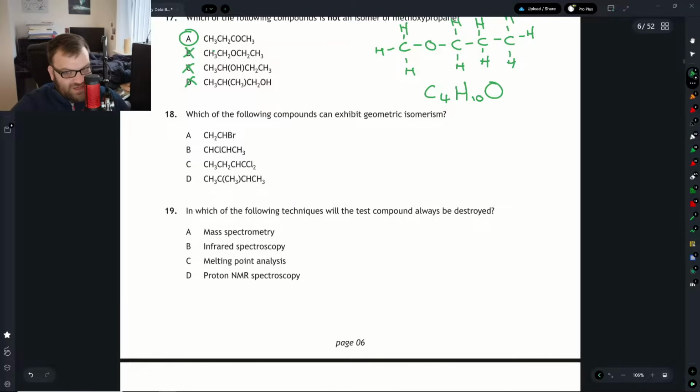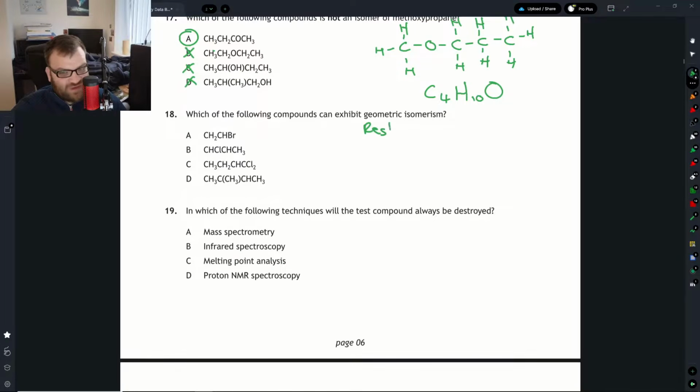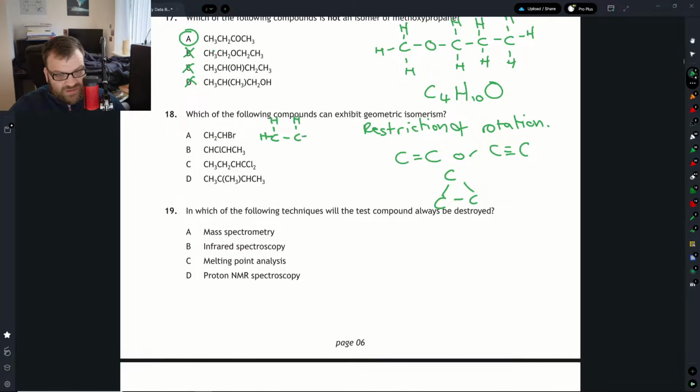If we want geometric isomerism, we need to have restriction of rotation. Typically, that would be a carbon-to-carbon double bond, triple bond, or some sort of ring structure. Doesn't look like any ring structures there, so I would probably just go for sketching them out. We have got C with 2 H's, going to a C with 1 H, and the Br. This would need to have a double bond, so it would tick the box of having restriction of rotation.